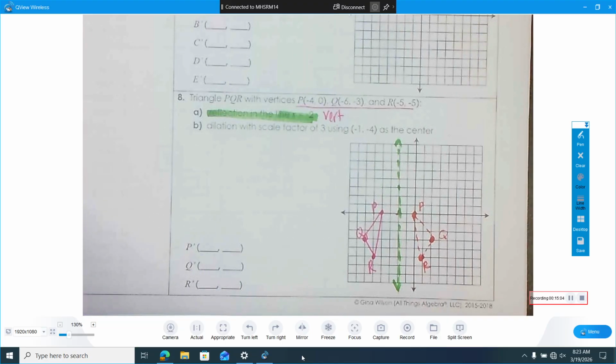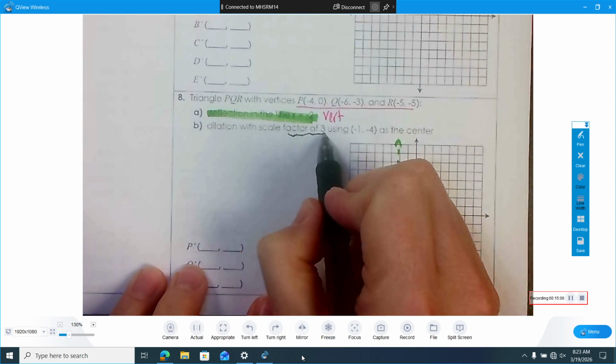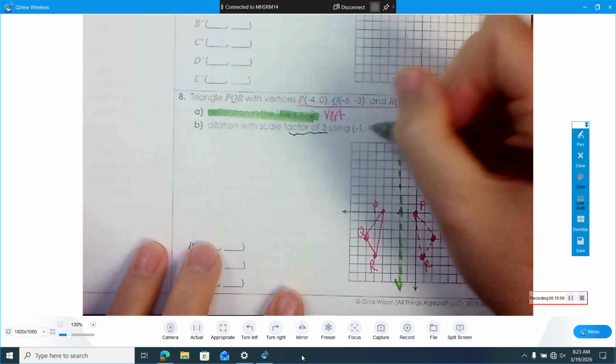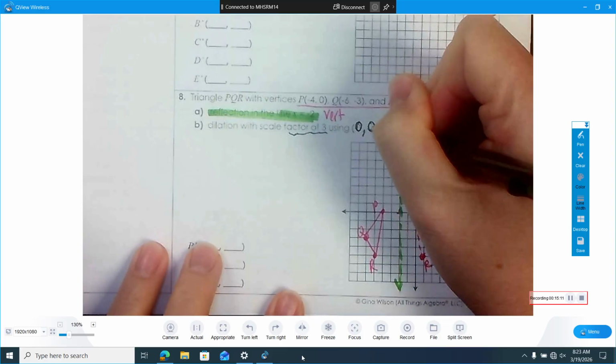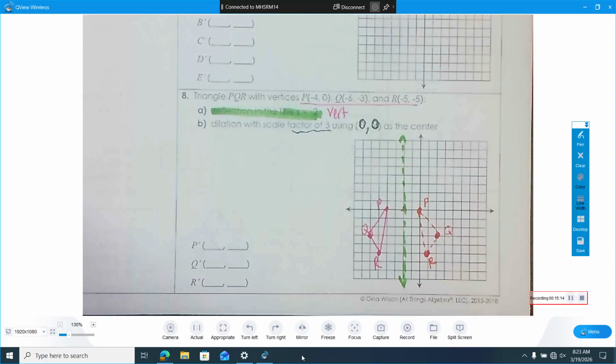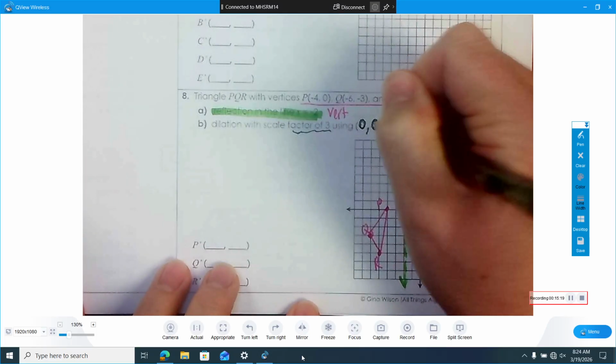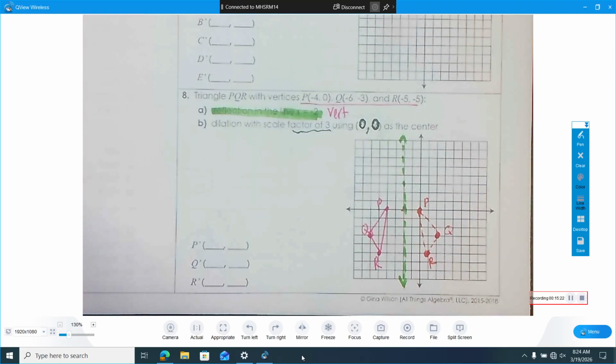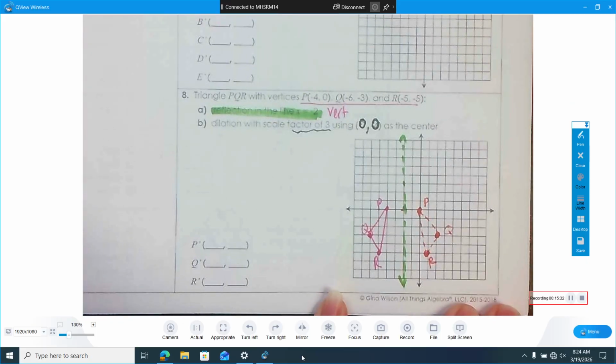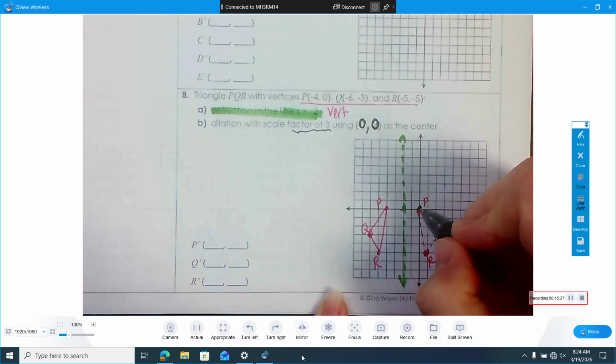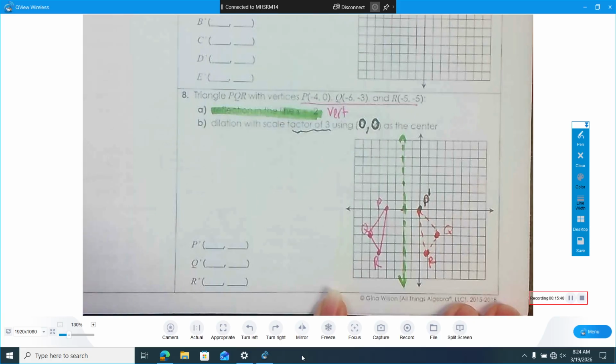Now, we have a dilation with a scale factor of, we're going to go with origin. We didn't do other dilations. So using the origin as the center, so change that on there. We're just going to use 0, 0 as the center. Scale factor 3. What did we have to do for a scale factor? Just multiply everything by 3. Multiply the ordered pairs. Right now, P is at 0, 0. If you multiply that by 3, where does it end up? It's still 0, 0, yeah. So P prime turns out to be at 0, 0.